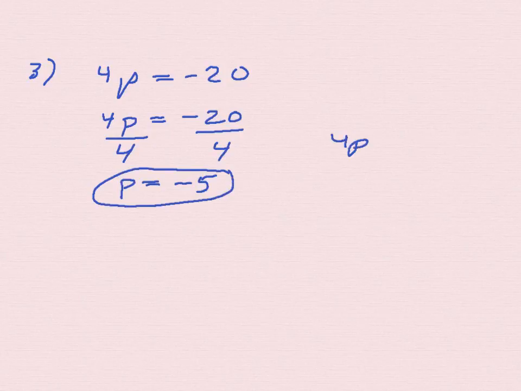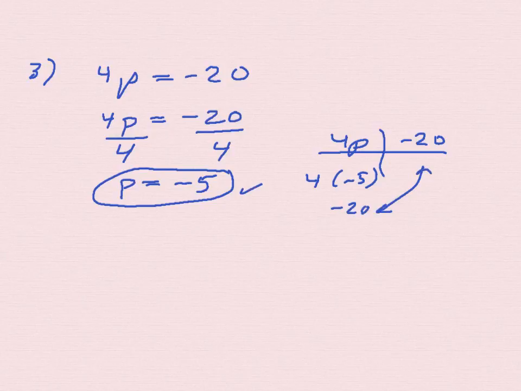Now a little quick double check. Take your original question, plug it back in. 4 times minus 5 gives you minus 20. Left side equals right side, therefore that solution is correct. P actually equals minus 5.